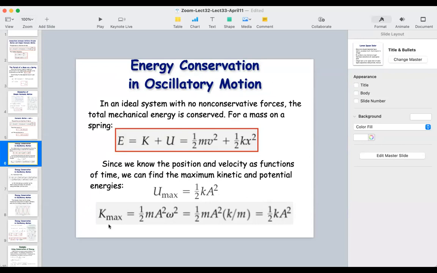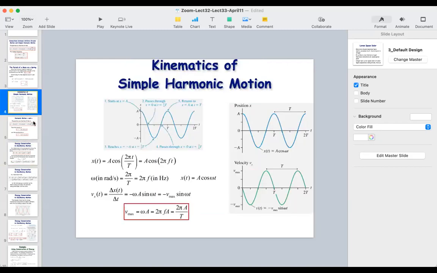The maximum kinetic energy is when? It is when the velocity is maximum, so when the potential energy is 0, right? And the kinetic energy is instead maximum. So we have 1/2 m A squared omega squared, because we remember that V max here is omega A. So in this case the kinetic energy has v squared, so omega squared A squared.